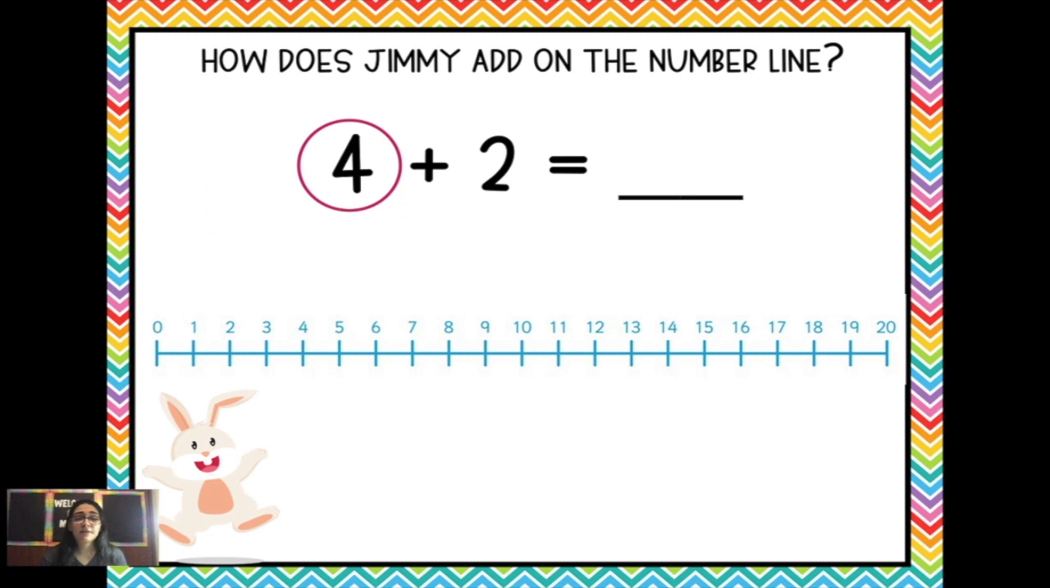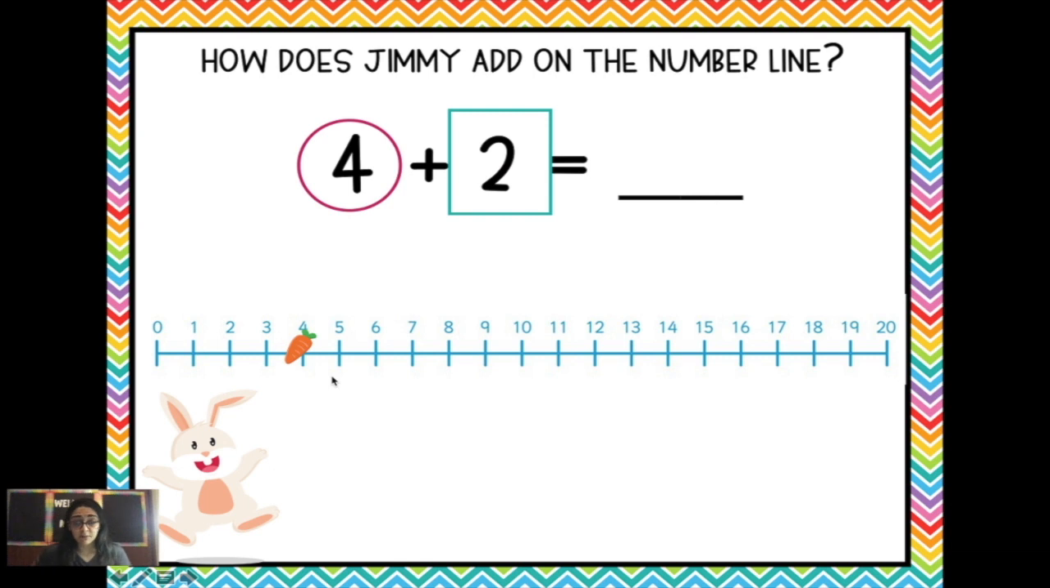Very good. The first number is the number 4. The first number always tells us where to stand up on the number line. Okay? The first number will tell you where to stand up on the number line. So the number 4 is this one. That means that we have to look for the number 4 on the number line and we have to stand up over there. And we can show it with a carrot because our friend Jimmy likes carrots.